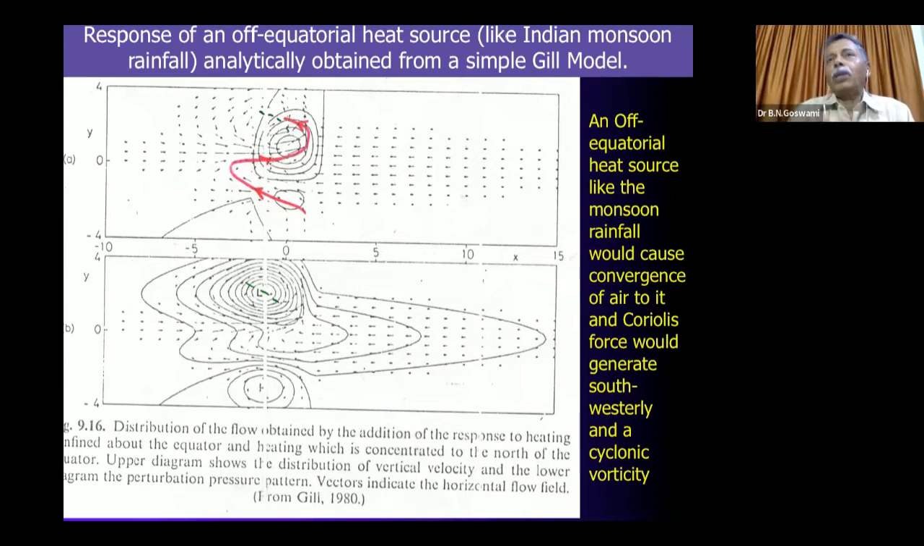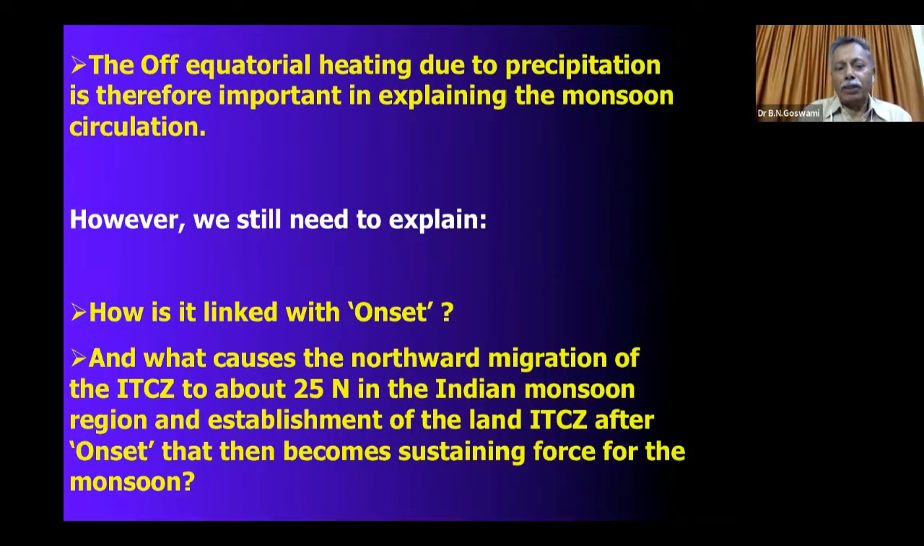Now, that is produced not just by the surface heating gradient, it is the north-south gradient of the deep heat source. And that is what makes the main component of our model. So, the off-equatorial heat source due to precipitation is an important part of explaining the monsoon circulation. However, we'll still need to explain how it is linked to the onset, and what causes the northward migration of the ITCZ to about 25 degrees in the Indian monsoon region, and the establishment of the ITCZ after the onset. That is actually related to this heating.